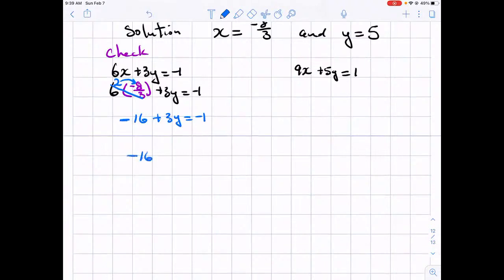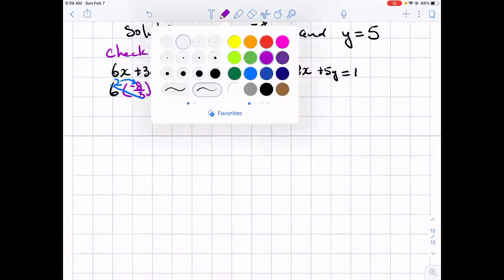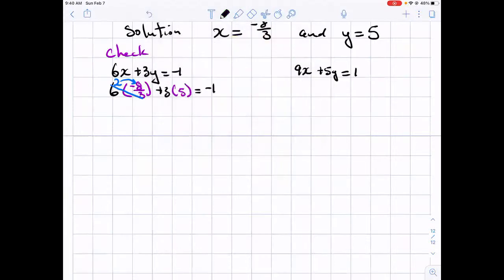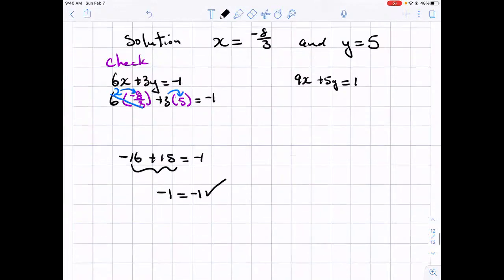So rewriting that, oh, I need to plug in my y too. Oops. We need to replace the y because we're checking both x and y. And instead of y, I'm going to write 5. Replace the y. So 3 times 5 is 15. So what do we have? We have 2 times -8, which is -16 plus 15. And -16 plus 15 is -1 is equal to -1. That checks. Don't forget, we have to check the second equation also.